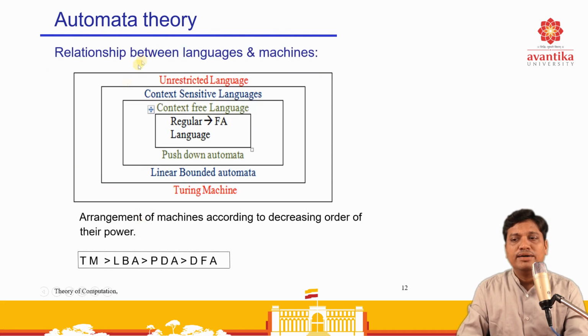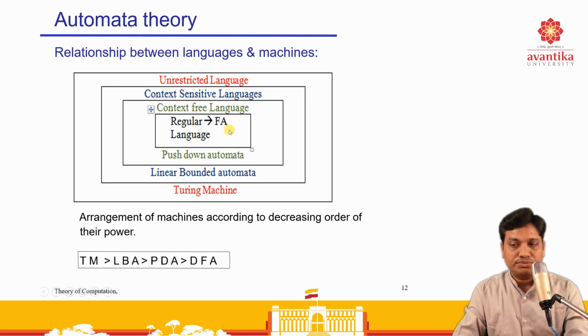Now see the relationship between languages and machine. See the diagram, which shows type 0, type 1, type 2 and type 3. The first language is the type 3 language, that is the less powerful regular language, and its acceptance model is finite automata. The second one is the context-free language, and its acceptance model is push-down automata, that is more powerful than regular languages.